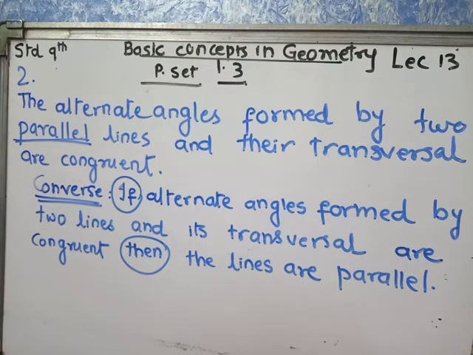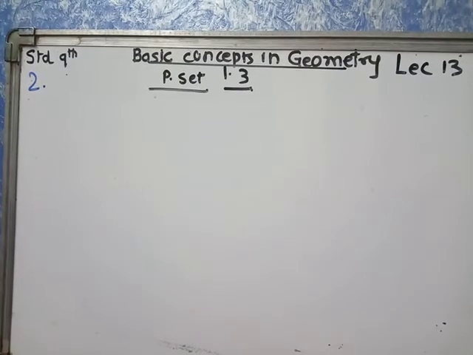The converse of the given statement is we attach if here. If alternate angles formed by any two lines and its transversal are congruent, then the two lines are parallel. This is the converse of the statement. Question number 2. Look at page number 11.